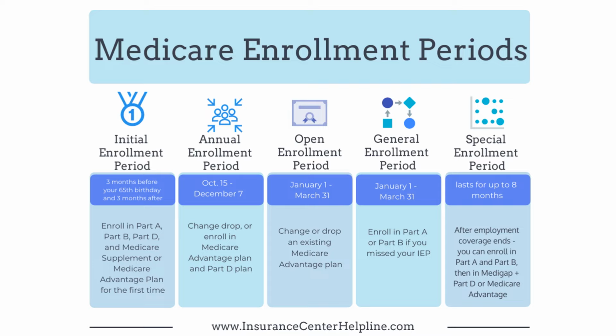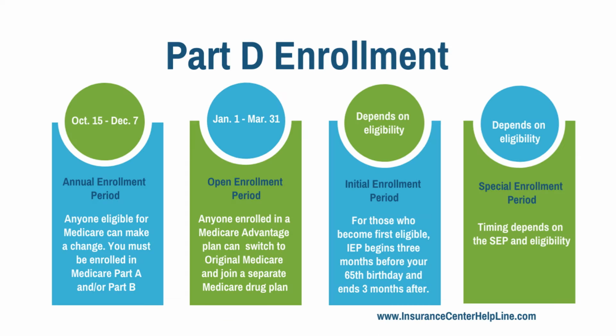If you're already receiving Social Security benefits before turning 65, in this case, you will automatically be enrolled in Medicare Part A and Part B. You'll receive your Medicare card in the mail about 3 months before your 65th birthday.